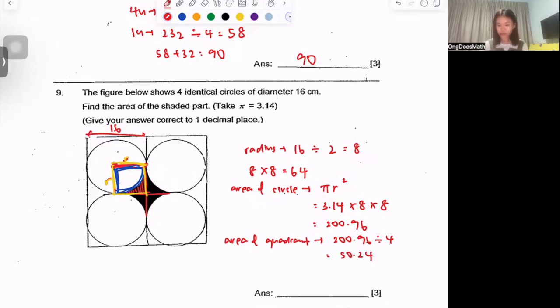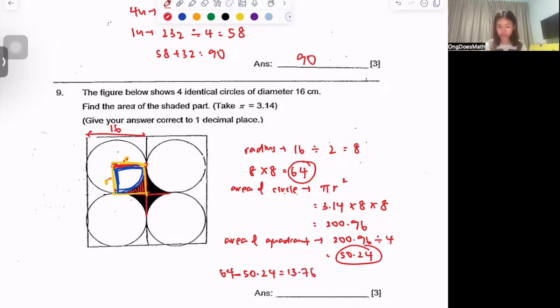Great. So now we got the area of the square, the yellow square, the area of the blue quadrant. Now we can find this red shaded part, right? Which is just the yellow square minus the blue quadrant. So it'll just be 64 minus 50.24. And that should give you 13.76.